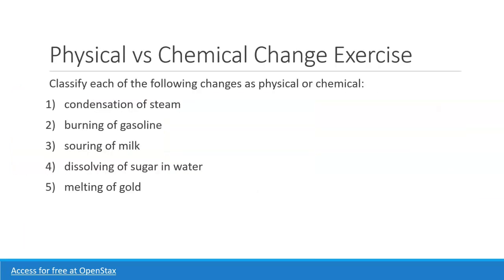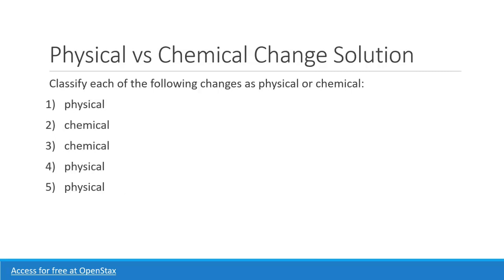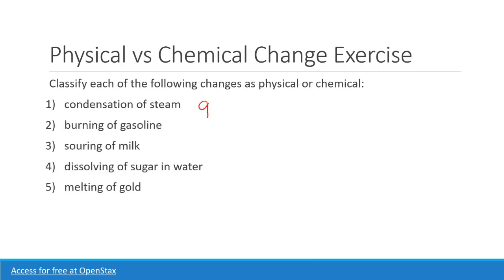Okay, so let's look at some exercises where we need to decide whether it's a physical or a chemical change. The first one is a condensation of steam. So again, we are taking steam, which is a gas, and condensing it into a liquid. So that is a physical change.